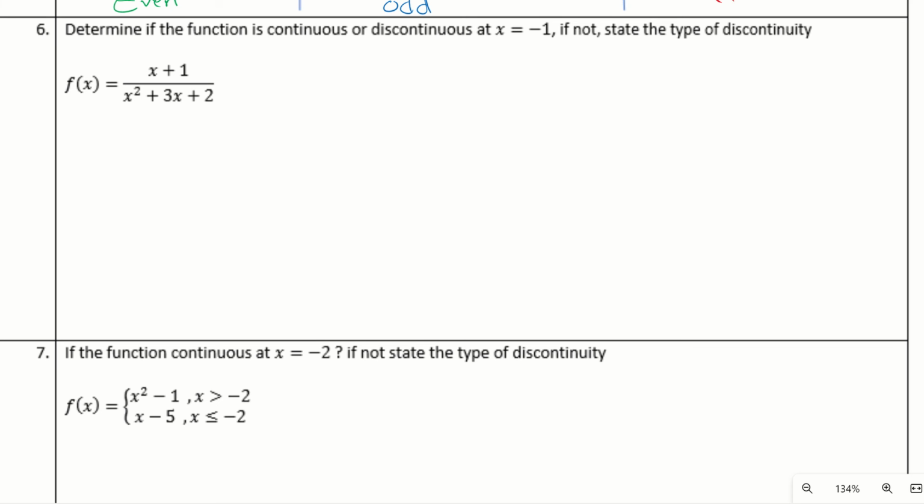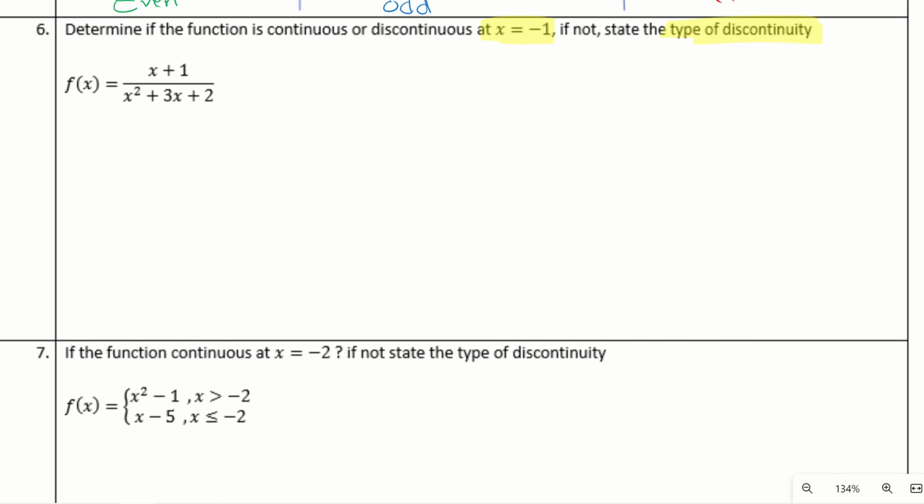So here we have a problem asking about continuity, right? It says, determine whether the function is continuous or discontinuous at the x value -1. If it's not continuous, state the type of discontinuity. So there's three types of discontinuity. There's jump, there's infinite, and then there's removable.